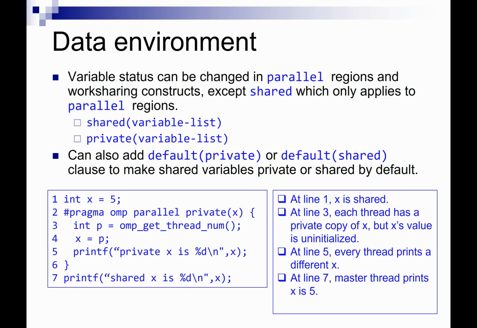And then at the end of this parallel section, x goes back to being shared. So x was shared initially, because it's a global variable here, and then it became private once you enter the parallel section, but after you exit the parallel region, it becomes shared again. So then here, you're going to say that the shared x is equal to 5 again. So this is summarized over here.